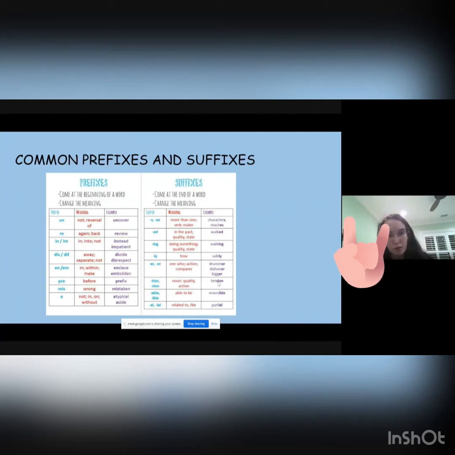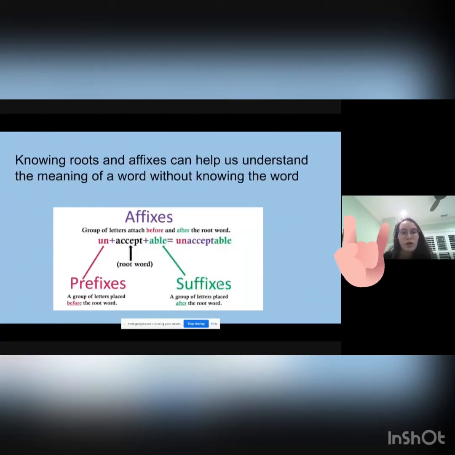Some suffixes we have, which again come at the end of a word, and they change the meaning of the root word. A suffix is ing, and that's to be doing something. It's the quality or state, like walking. You're in the state or quality of walking. And then we also have, again, able. It's able to be, like reversible, which uses the suffix able, and it's able to be reversed, which reverse is the root word here. So as you can see, knowing root and affixes can help us understand the meaning of a word without knowing the word.